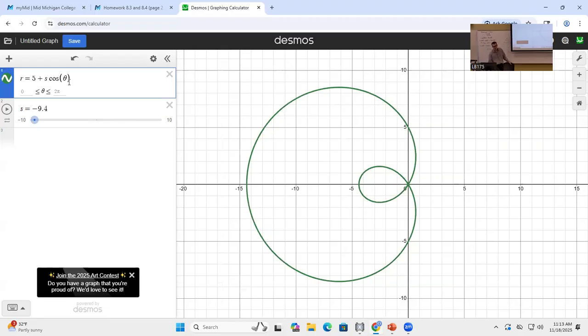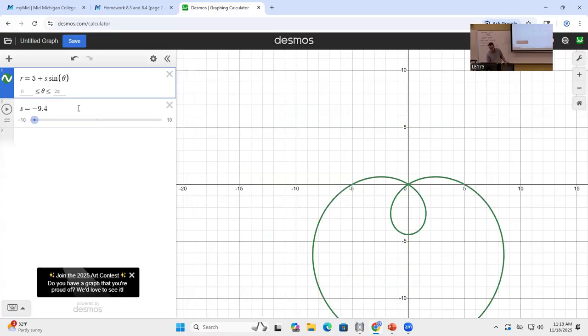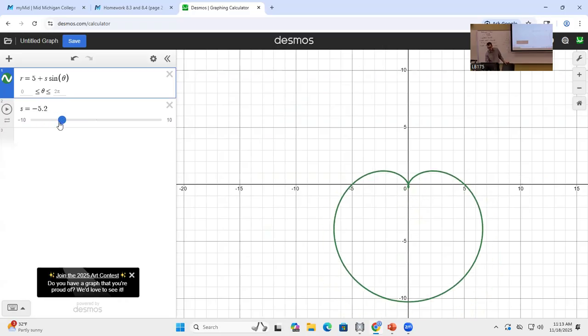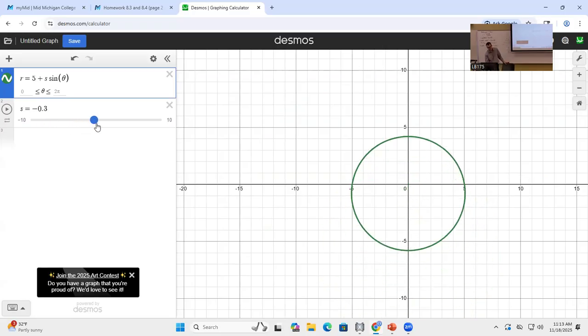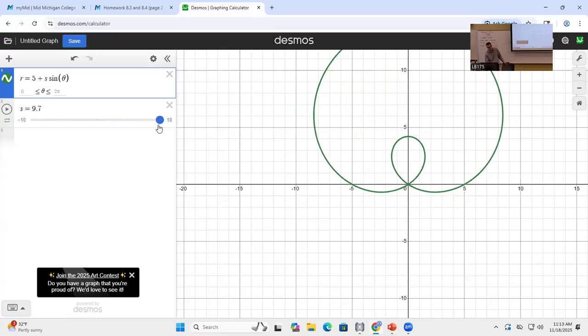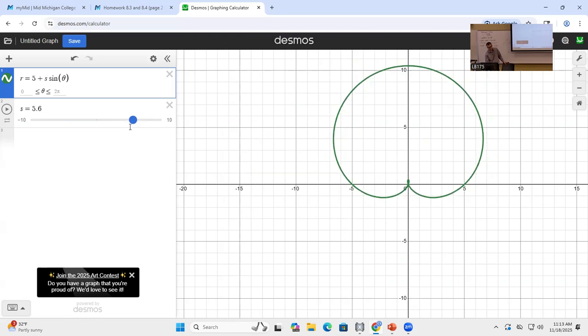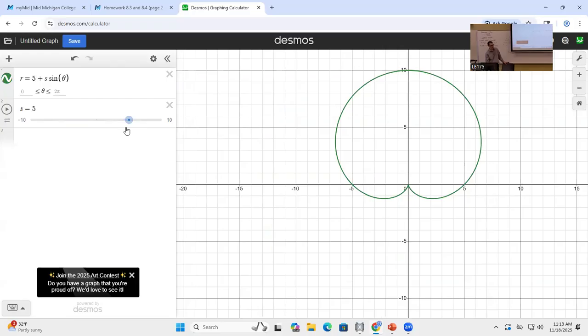What do you think is going to happen if I change this cosine to a sine? Yeah, it's going to be up and down instead of left and right. So same thing, same concept. Negative sign points down. We have a positive coefficient, we're going up. And that loop can get bigger and bigger and bigger. When it's perfectly equal, you just go and touch the origin there. Right?